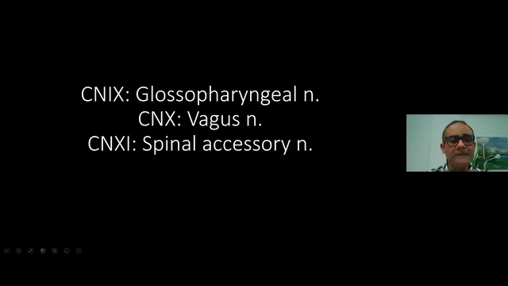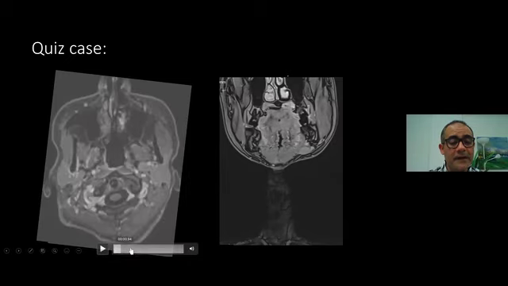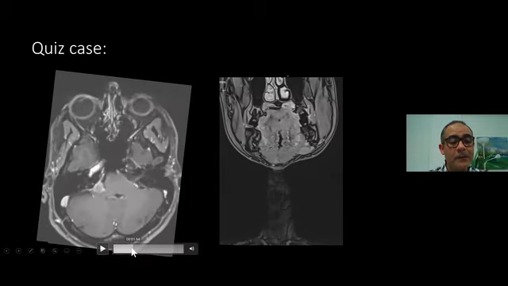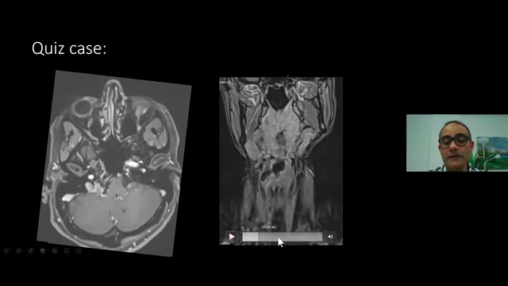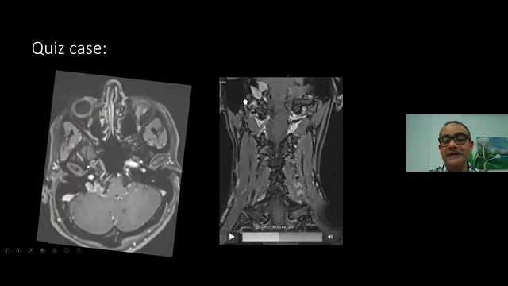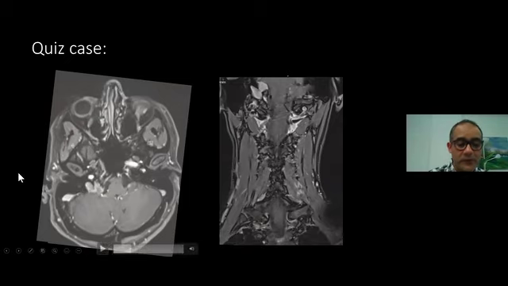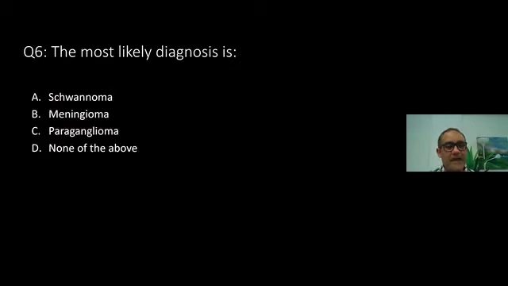Now let's move to 9, 10, 11. I'll show you very quickly a case here with this lesion. And we have here a coronal, and again, here's the lesion. I want you to focus on these two lesions before answering my next question. What's the most likely diagnosis in this case? Is it A, schwannoma, B, meningioma, C, paraganglioma, or D, none of the above?